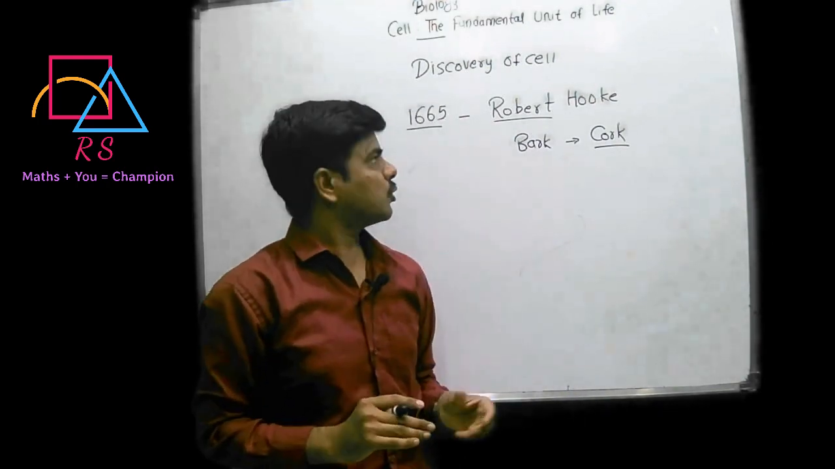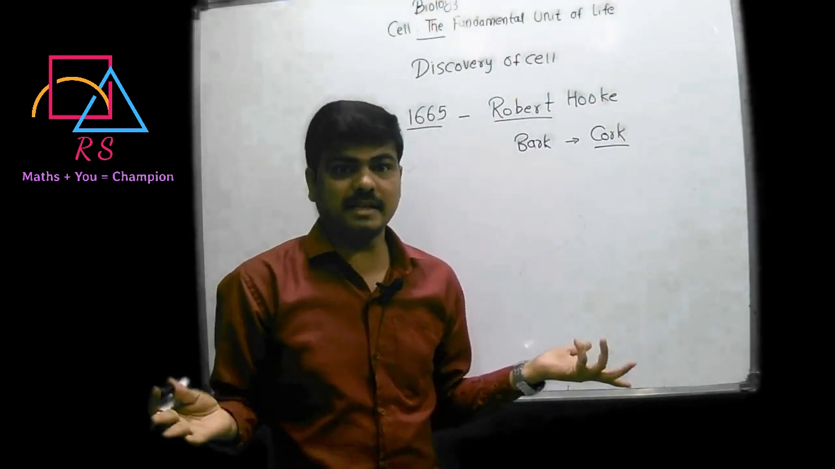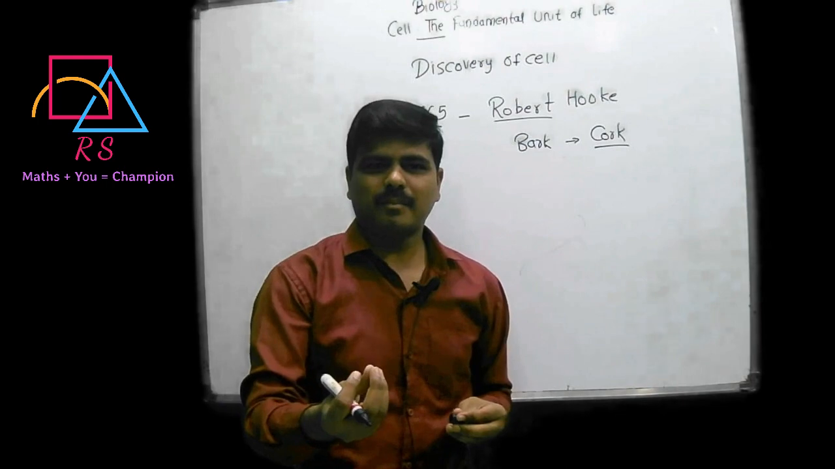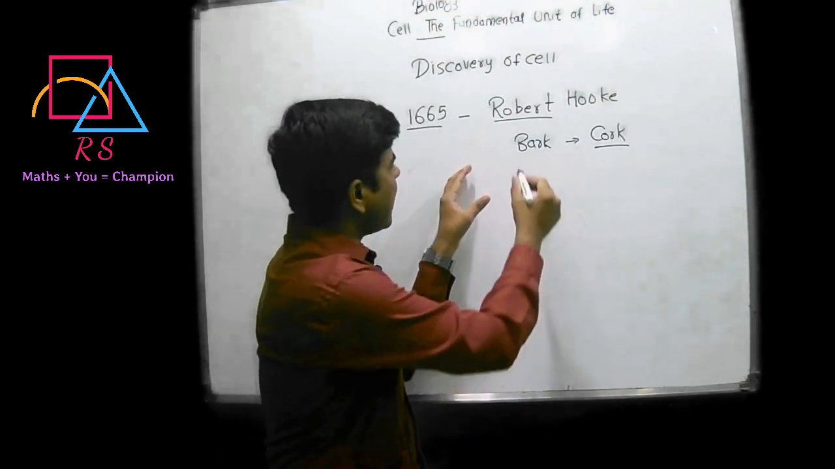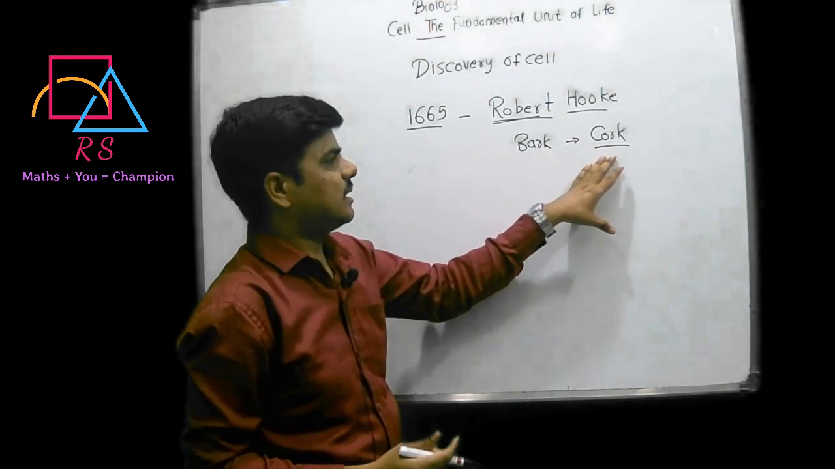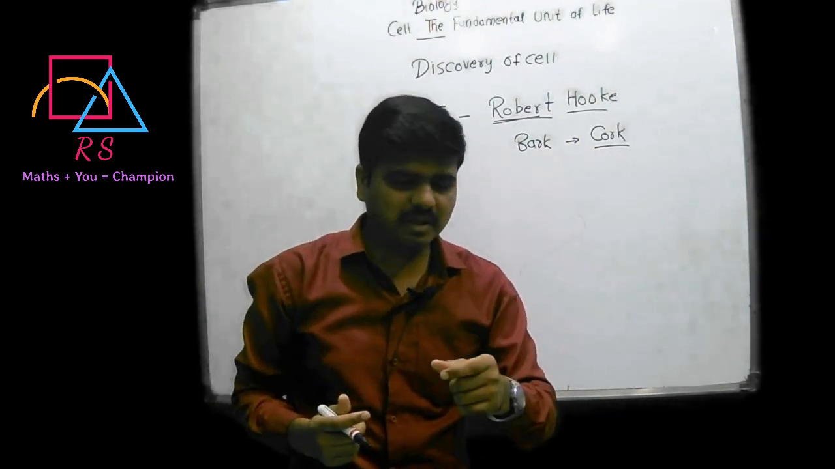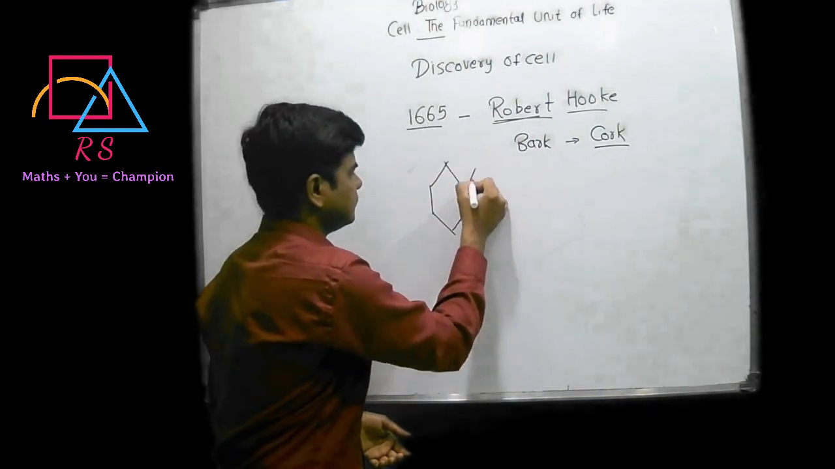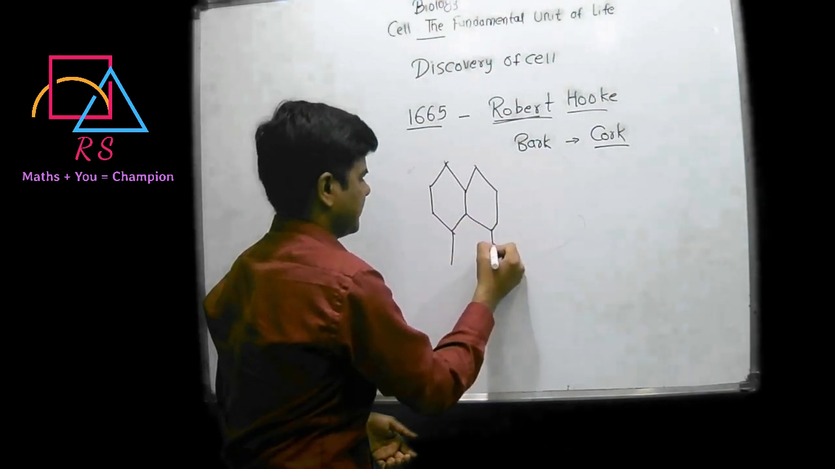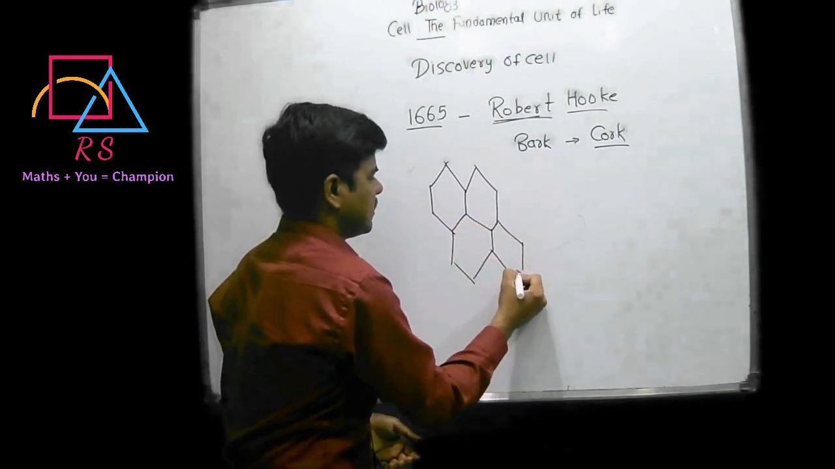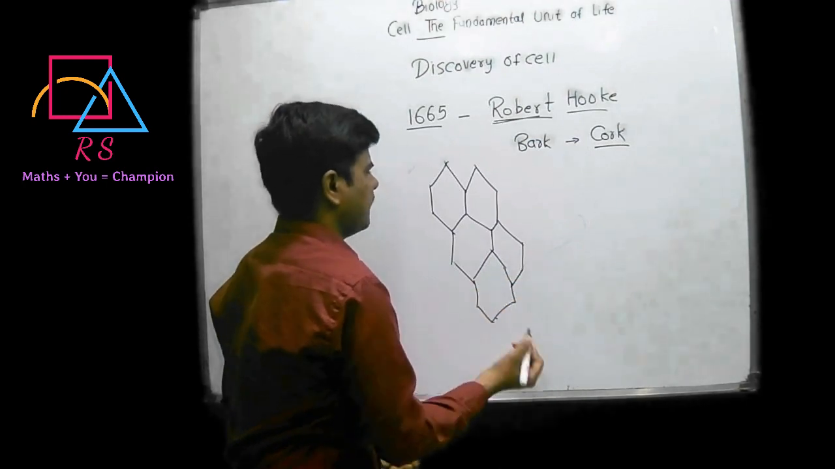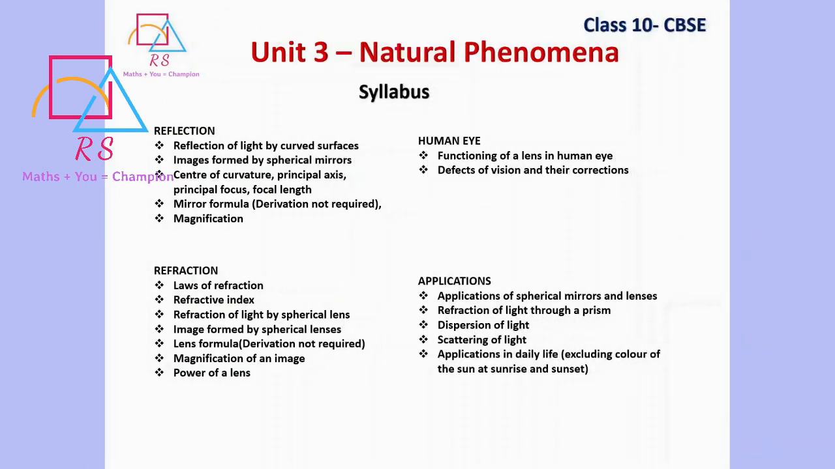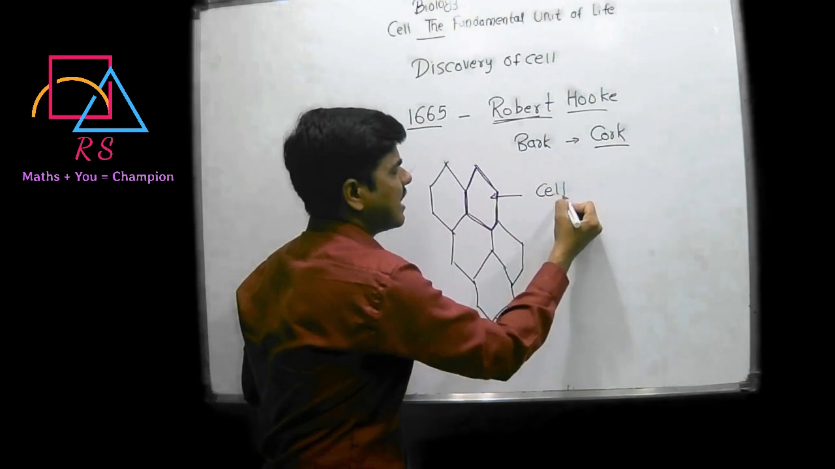You might wonder, in 1665 there was nothing, but yes, Robert Hooke made a magnifying glass, he made a microscope, and with the help of this microscope he took a cork slice, observed it, and what did he find? He found this kind of structures. He found some honeycomb like structures which were closed from all the sides, and that's why he named it a cell.